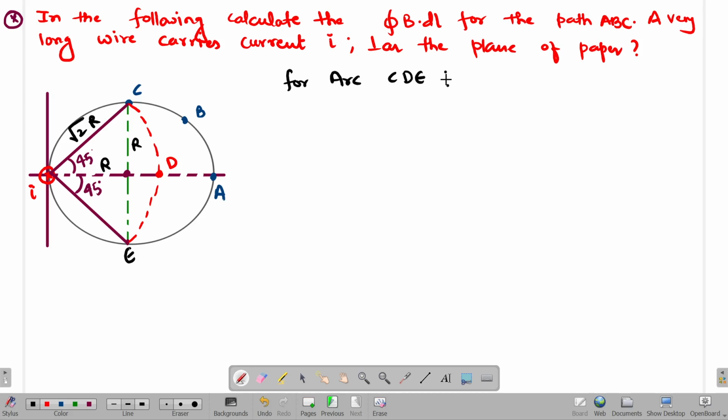For arc CDE, the arc length is how much? It is R into theta, that is root 2 R into, what will be that? Tell me. Theta is how much? 45 degrees over here or not? Total is 90 degrees or not? It's pi by 2. So that means you can consider it equal to R pi by root 2. Are you able to get me? Confirm?